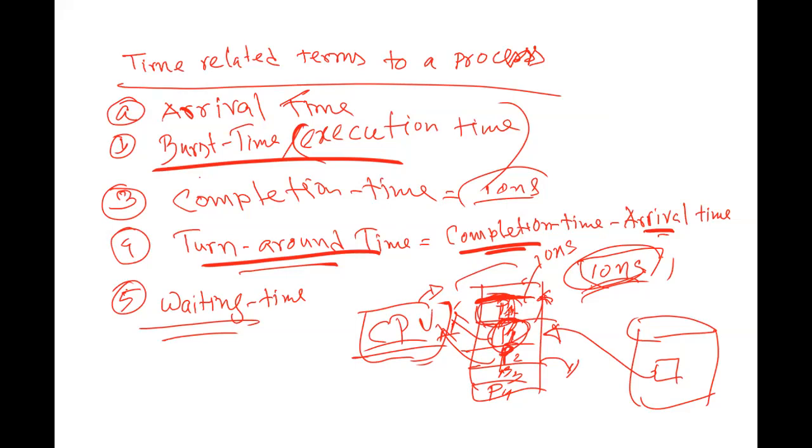The process may be preempted due to the higher priority of another process, so it needs to wait and then complete its execution again. This is the waiting time.